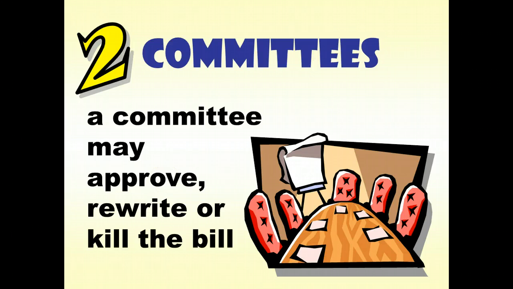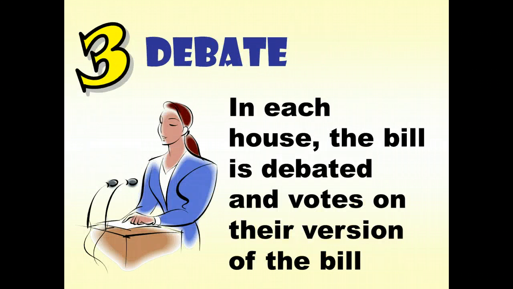Now, the bills that are lucky to make it out of committee make it to step number 3, which is debate. So once it's brought to the general group of all the senators or all the representatives, it's then debated. People talk about why they'd either like it to pass or wouldn't like it to pass, and then eventually it's going to be voted upon.